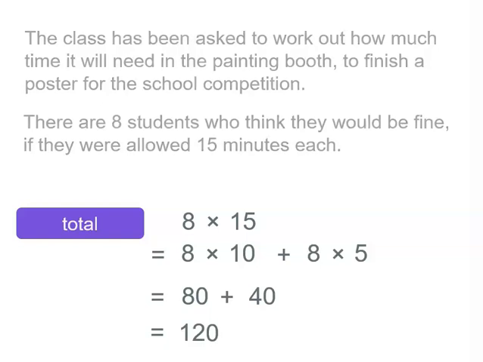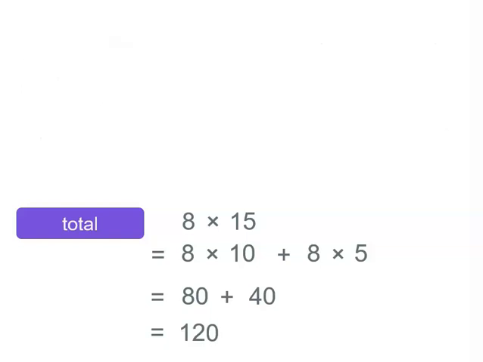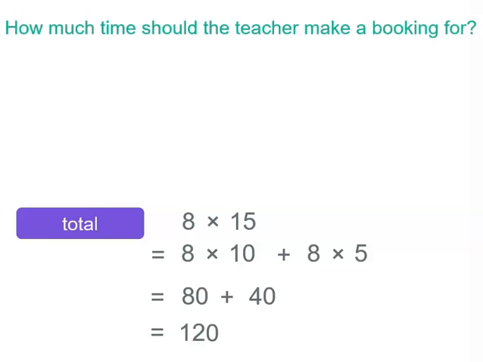Now, what we have to do is always go back to the question to see if we've got everything we need. How much time should the teacher make a booking for? Now that's important because we actually need to write minutes next to our answer. Our answer is 120 minutes. So always look for those words as well.